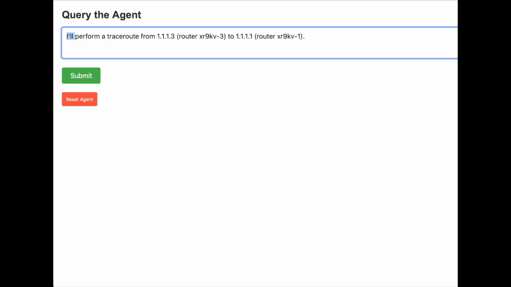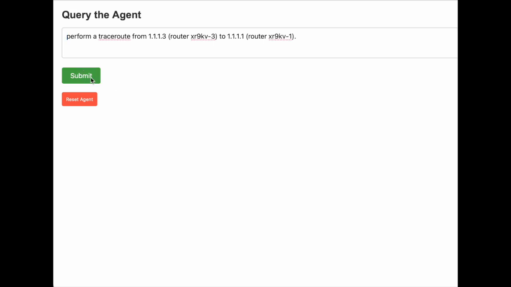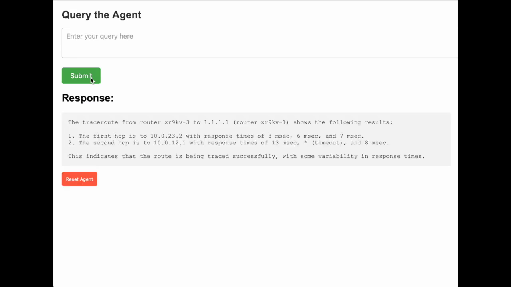Perform a traceroute from 1 to 3. Just 1. Okay, do it again. Yes, pretty good. Though it didn't show MPLS labels, which is interesting. I know why, but of course the AI agent doesn't know why. I know why. Okay.